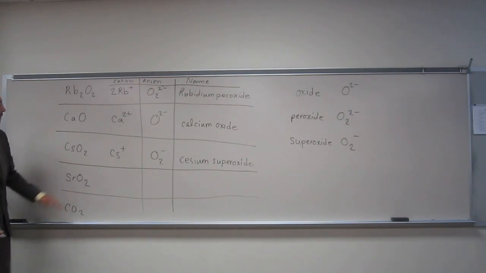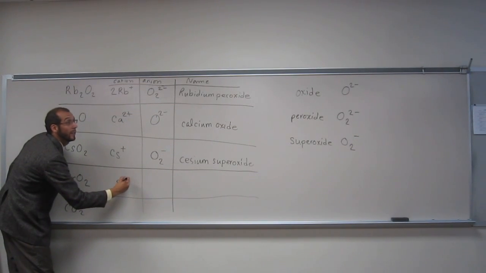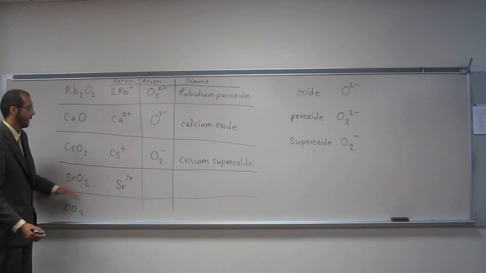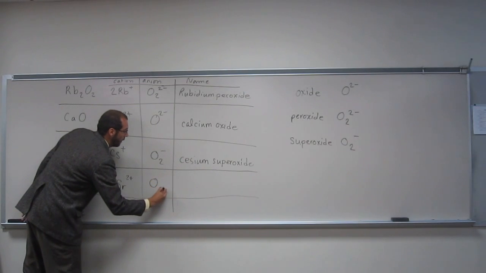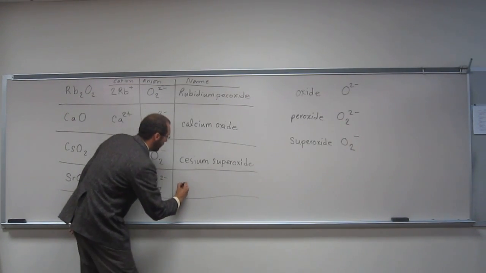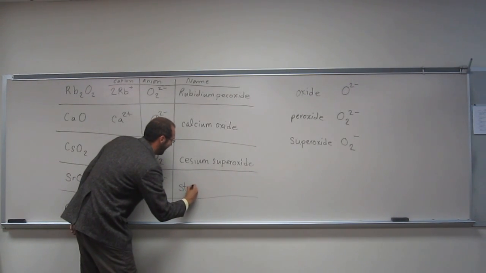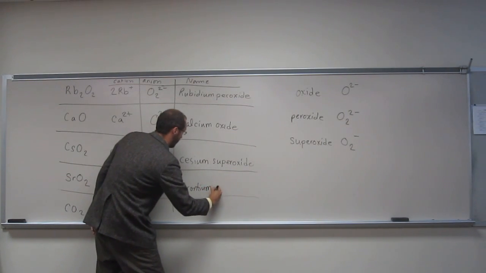Okay, what about SrO2? What is the cation? Sr2+. So that means oxygen is what? O2 2-. What is that? Peroxide. So what do we got? Whatever Sr is, strontium. Strontium peroxide.